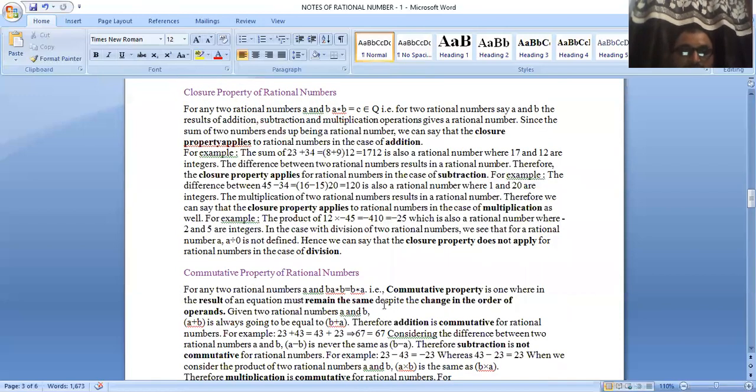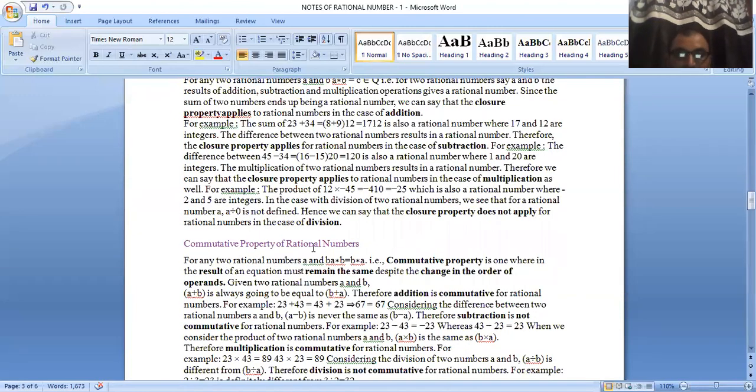Okay. Now, the next property is the commutative property of rational numbers. First is closure, second is the commutative property of rational numbers. For any two rational numbers a and b, a plus b is equal to b plus a, or a into b is equal to b into a. Commutative property is one wherein the result of an equation must remain the same despite the change in the order of operands.